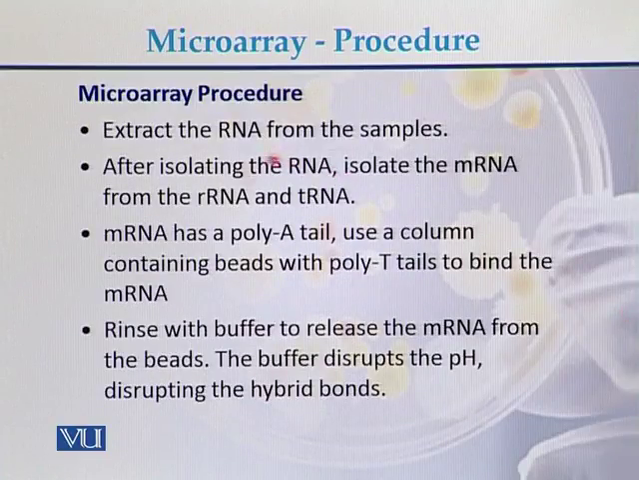Once the samples are collected, then RNA is purified from the samples. Once RNA is purified, then messenger RNA is separated from ribosomal RNA and transfer RNA. Because messenger RNA has a poly A tail, with the help of a column it can be separated from the other RNAs. Once it is separated, rinse with buffer to release the messenger RNA. Then the messenger RNA is released from the column, and now it is ready to perform the microarray.